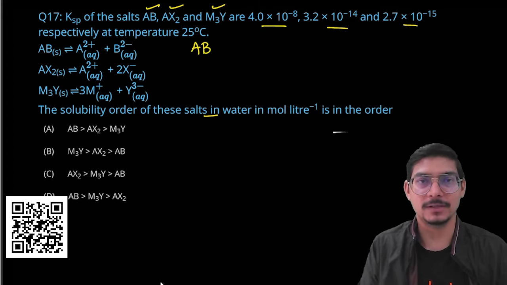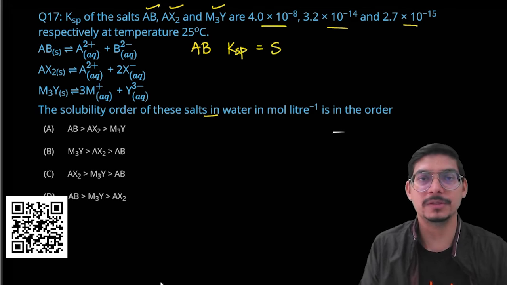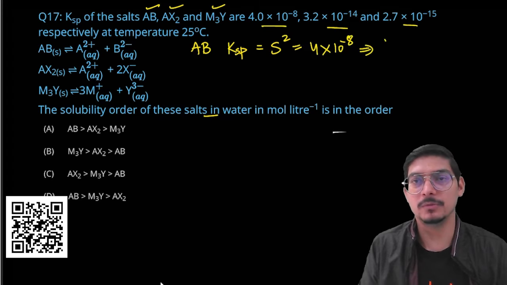It has one cation and one anion. So the expression of Ksp in terms of molar solubility would be S squared, which is given to be 4 into 10 raised to the power minus 8. Upon solving, the solubility of this salt AB comes out to be 2 multiplied by 10 raised to the power minus 4 molar.